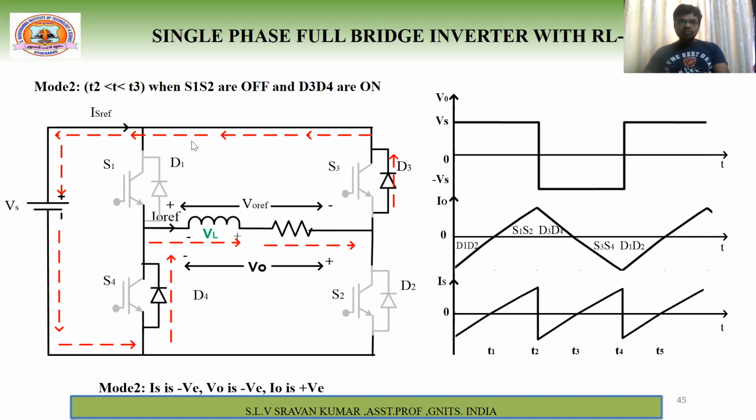Now actual current is flowing in this direction. Both are in opposite direction. So both are in opposite direction means the source current is negative. So from T2 to T3, the source current is negative. So that is a very important point we have to identify here.